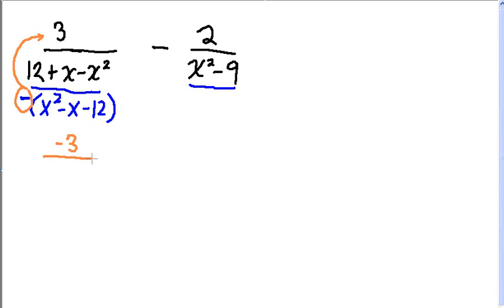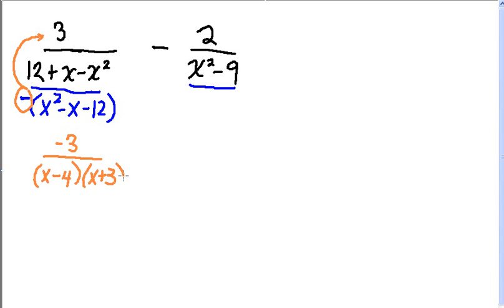And now for my denominator, I'm going to factor x squared minus x minus 12. I'm looking for paired multiples of negative 12 that sum to negative 1. So in that case, it's going to be x minus 4, x plus 3.